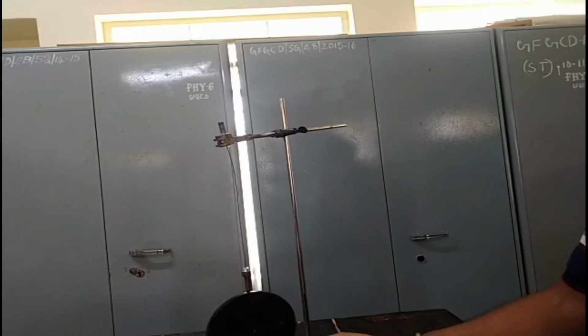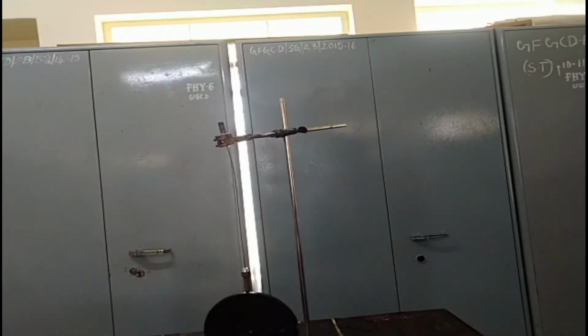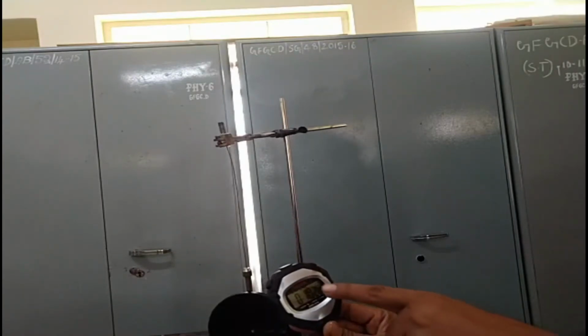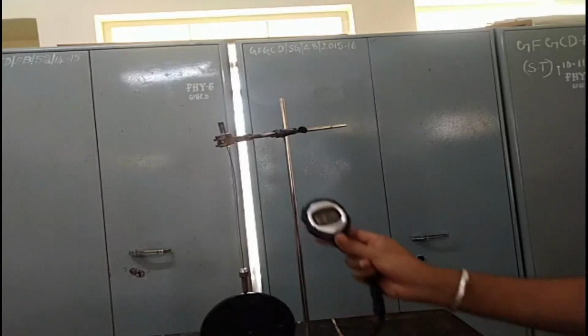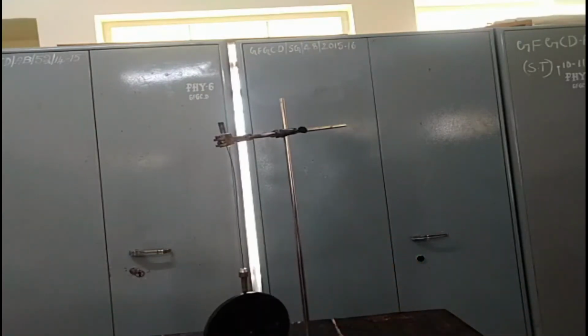Start. 1, 2, 3, 4, 5, 6, 7, 8, 9, 10. Exactly after 10 oscillations you have to stop the timer and note down this time. Now 10.28 seconds is the time taken for 10 oscillations in this particular axis of rotation.